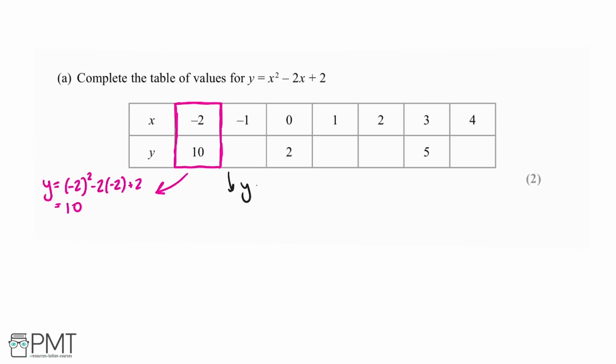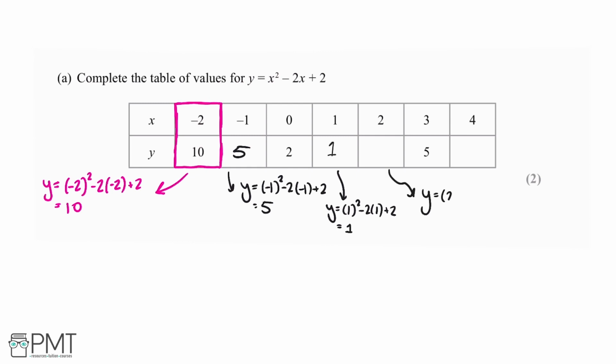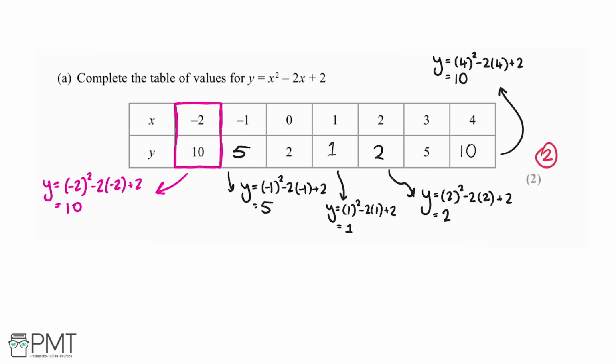So here we're going to get y equals minus 1 squared minus 2 times minus 1 plus 2, giving us 5. Here we're going to get y equals 1 squared minus 2 times 1 plus 2, giving us 1. So here we got y equals 2 squared minus 2 times 2 plus 2, giving a value of 2. And last but not least, y equals 4 squared minus 2 times 4 plus 2, giving a value of 10. And if you get all of those values correct, you get 2 marks.